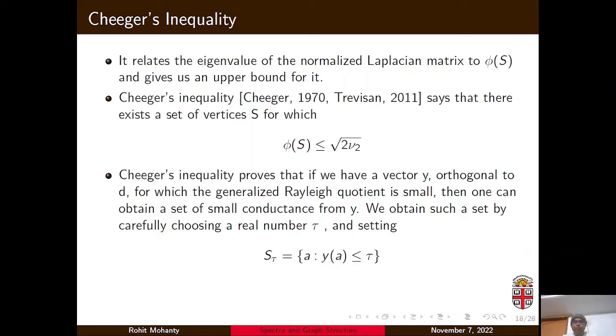Cheeger's inequality proves that if we have a vector y orthogonal to D for which the generalized Rayleigh quotient is small, then one can obtain a set of small conductance from y. We obtain such a set by carefully choosing a real number tau and setting S tau equals the set of all a such that ya is less than or equal to tau.